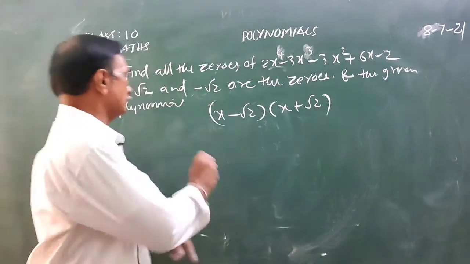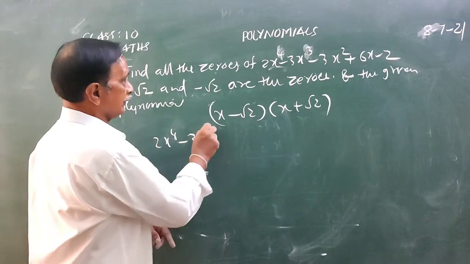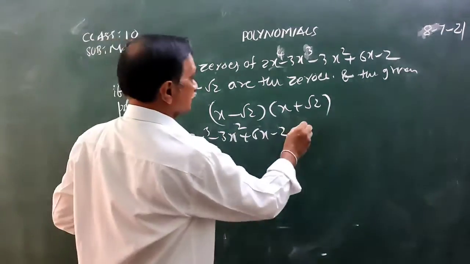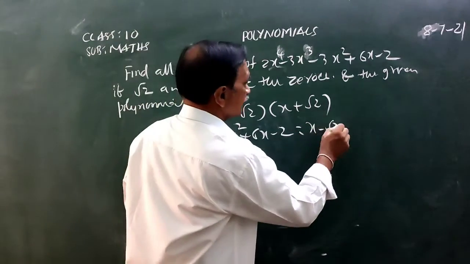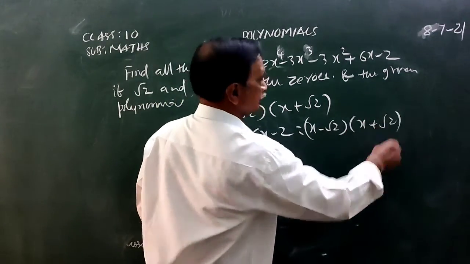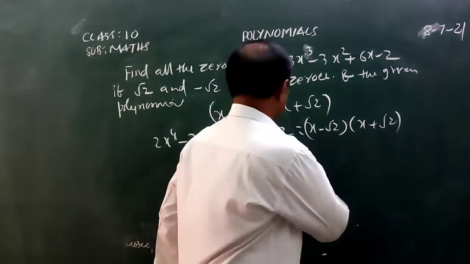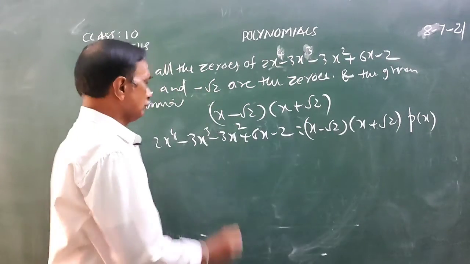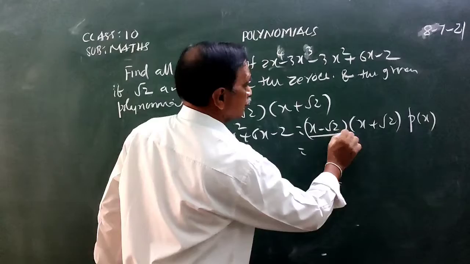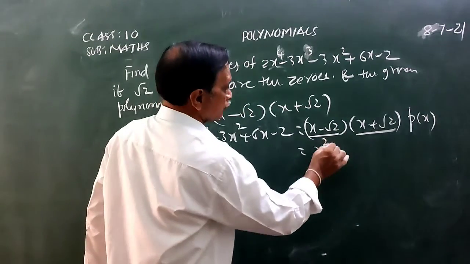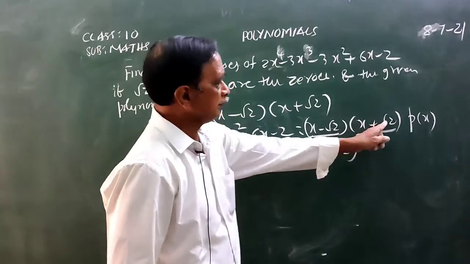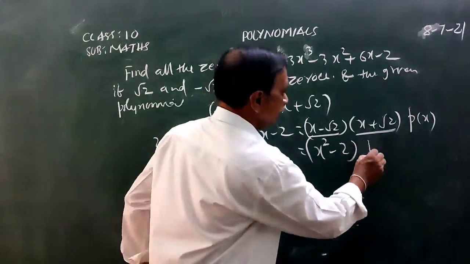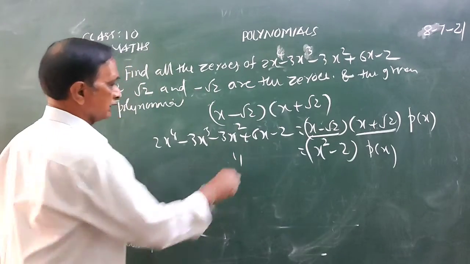But this fourth degree polynomial, 2x power 4 minus 3x cube minus 3x square plus 6x minus 2, has x minus root 2 and x plus root 2 as the factors. In addition to those two factors, the given polynomial may have one more factor, that is p of x. So x minus root 2 into x plus root 2 can be written as a minus b into a plus b, a square minus b square: x square minus root 2 whole square. What is root 2 whole square? 2. So x square minus 2 into p of x is equal to the given polynomial.